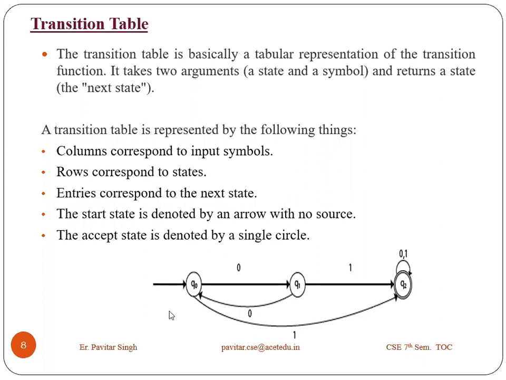So you can see this diagram, a diagram for transition diagram, right? Here we have the initial state Q naught and we have the final state Q2, right? And we have two inputs, 0 and 1. This complete diagram represents a transition diagram, right?